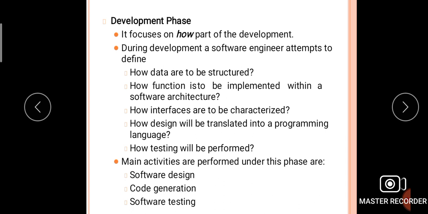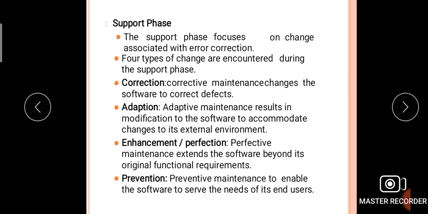So while performing the development phase of the software, the main activities performed are software design, code generation, and software testing. Next, the support phase. The support phase focuses on change associated with error correction. Here four types of change are encountered during the support phase: correction, adaptation, enhancement or perfection, and prevention.